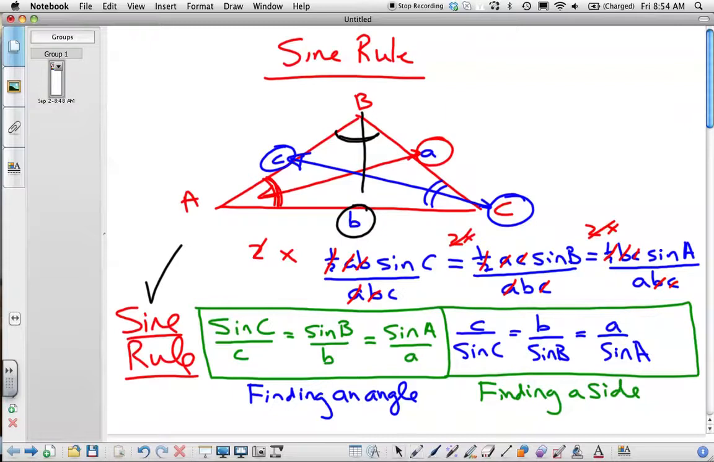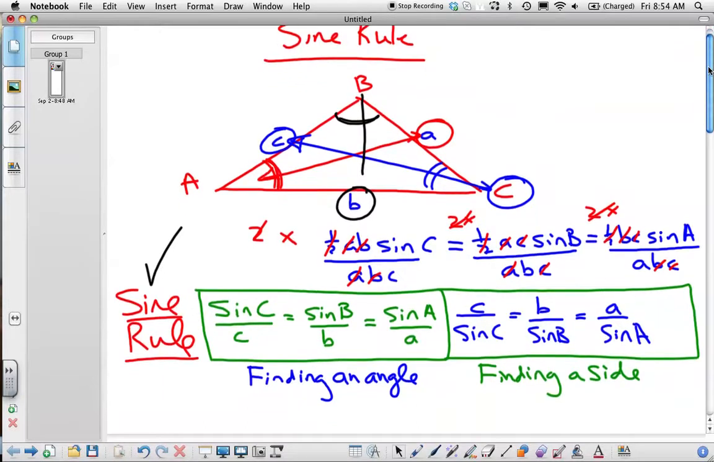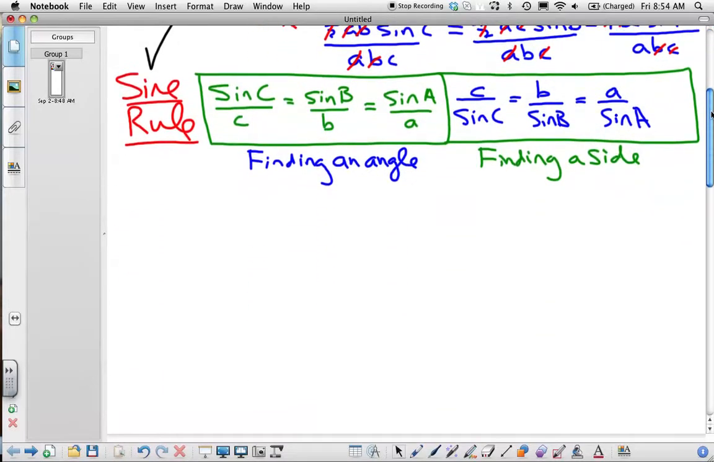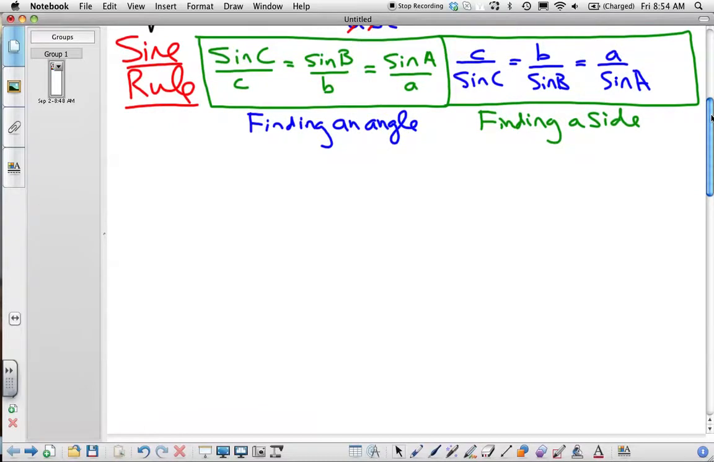Now we're going to do one or two examples with this. I'll just bring it up so that we can keep this sine rule in place and use it. Just hold on one moment, I'm just trying to find it. There we are. I'm going to bring it up like that, so we've still got it. Okay, and we'll just do an example with it.